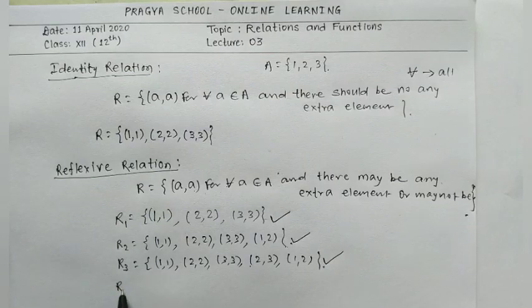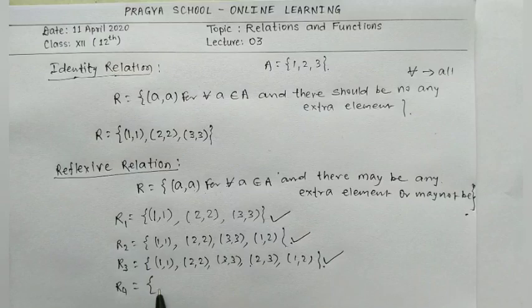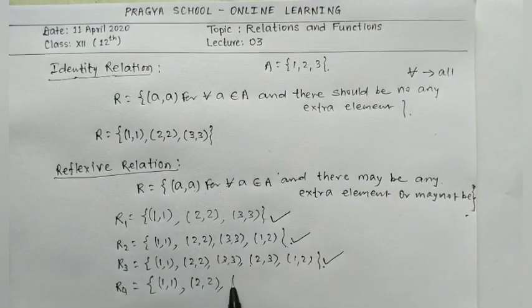One more relation I am writing here, R4. Suppose I write (1, 1), (2, 2), (1, 2).